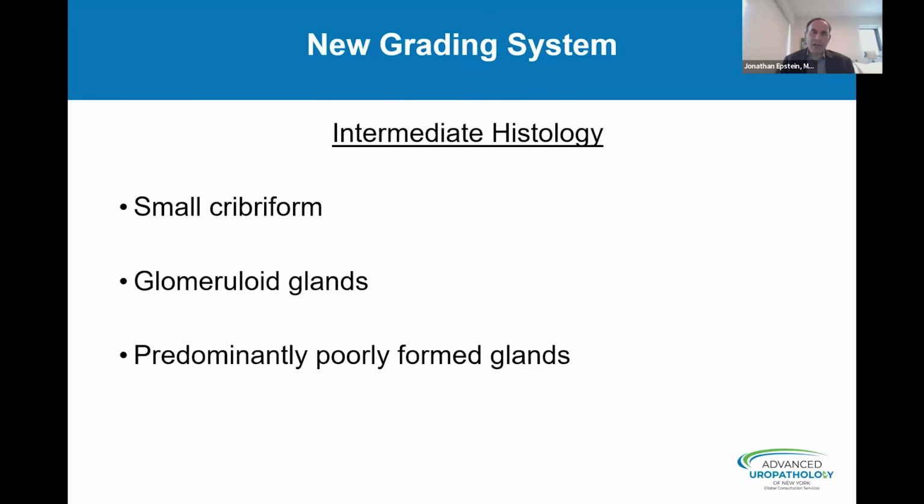And then what they call kind of in-between histology, between favorable and unfavorable, is small cribriform glands, something that's kind of another type of small cribriform glands, which is glomeruloid, and poorly formed glands. So basically, other types of Gleason pattern 4 they call in between, and then Gleason 6 would be favorable histology.